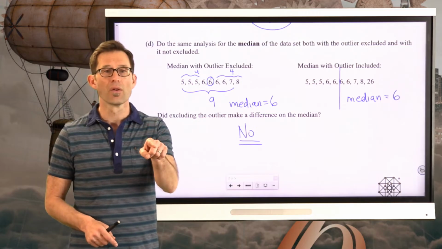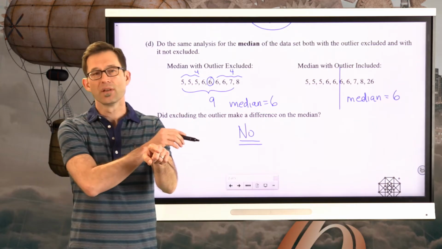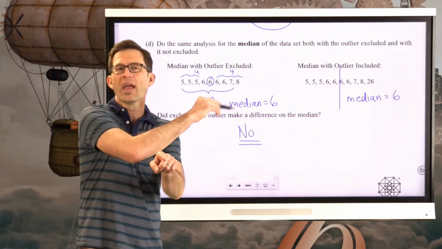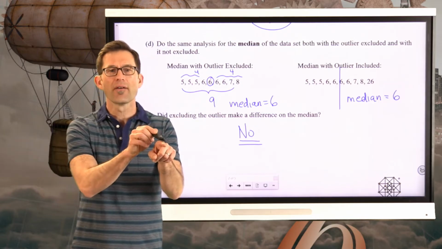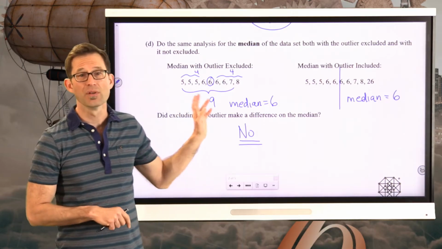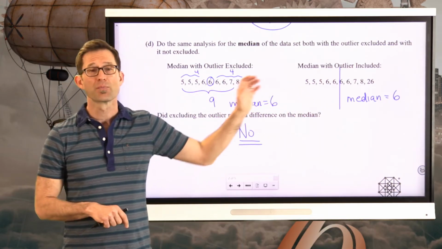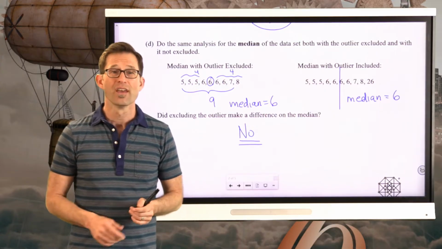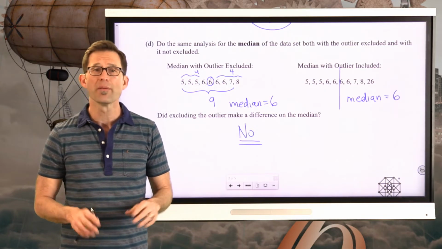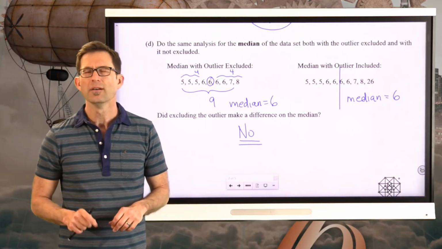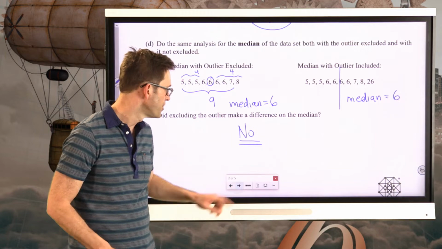The median is the middle number. And whether your largest number or your smallest number are way away from the data set really isn't going to have much of an effect on where that middle number is. In fact, it had absolutely no effect in this particular data set. So, moral of the story is, if you've got outliers, probably the best measure of center is the median and not the mean. But let's keep working with this idea.